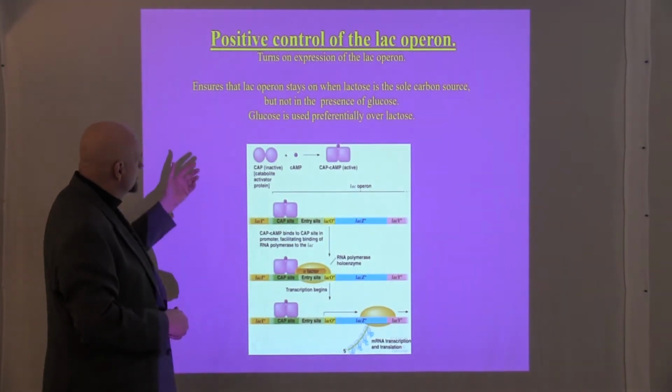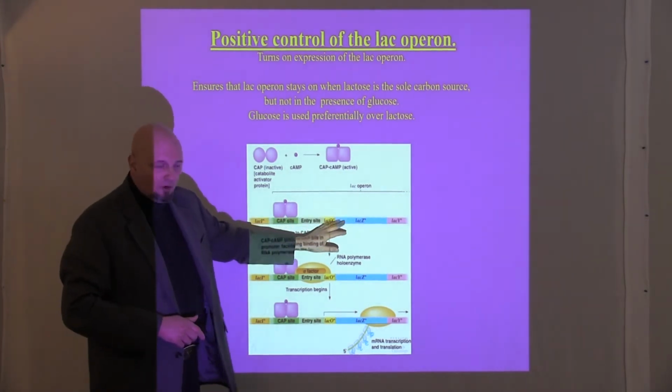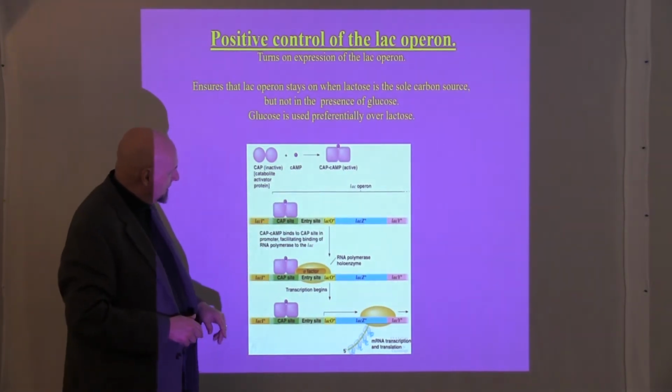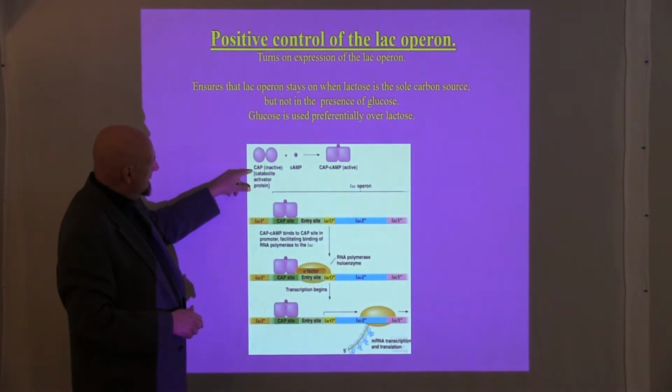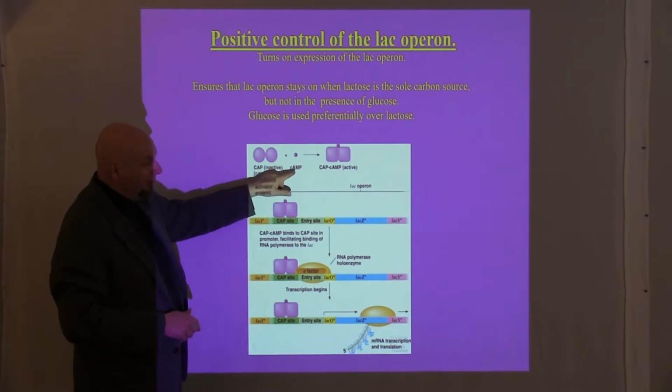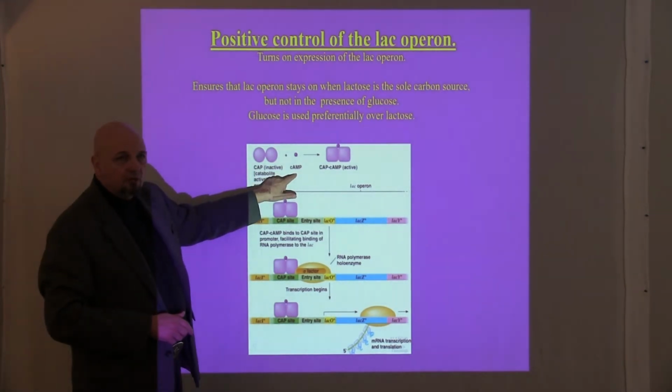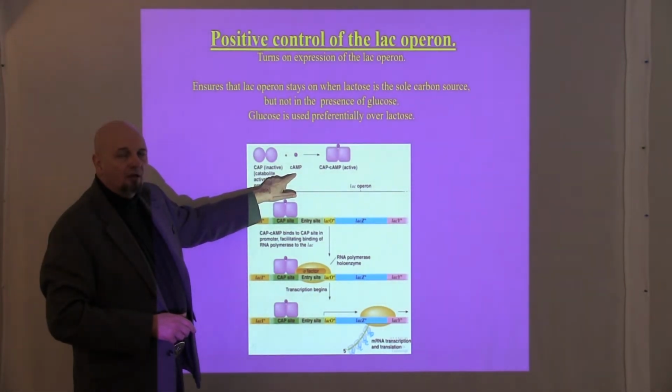So once you remove the repressor, so the repressor is moved off the operator, there is a protein called CAP. And CAP is catabolite activator protein. When glucose is not present, there's a higher level of a molecule called cyclic AMP.